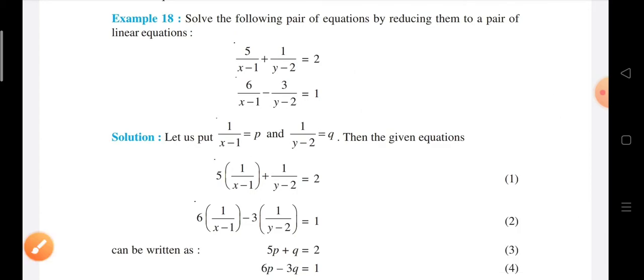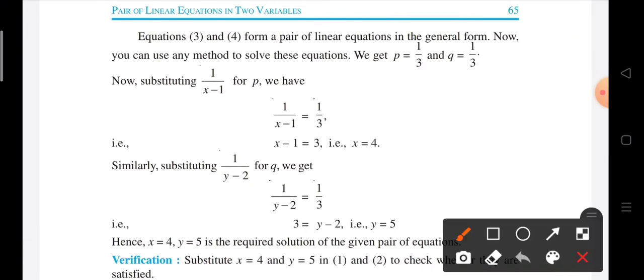Now by solving them by any of the methods, either elimination, substitution or cross multiplication, we get the value of p as 1 upon 3 and q as 1 upon 3. Now we know that p and q are not in the question, they have been assumed. So we have to find the values of x and y. We know that p is related to x in terms of 1 upon x minus 1 is equal to 1 upon 3, because this is the value of p.